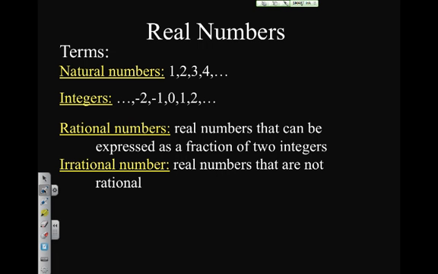And then an irrational number, or irrational numbers, those are real numbers that are not rational. That's the only way we define them. So in other words, they're numbers that cannot be expressed as a fraction of two integers. Things like the square root of 5. Or pi is irrational. It cannot be expressed as a fraction of two integers.